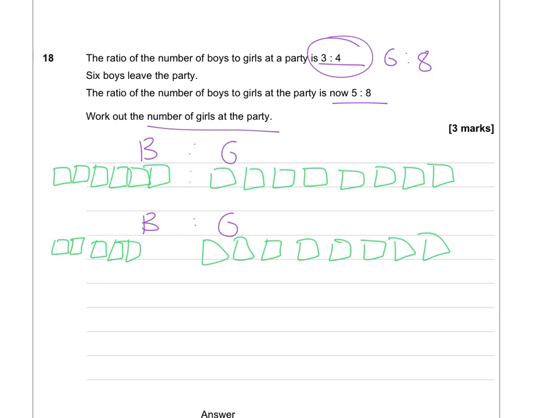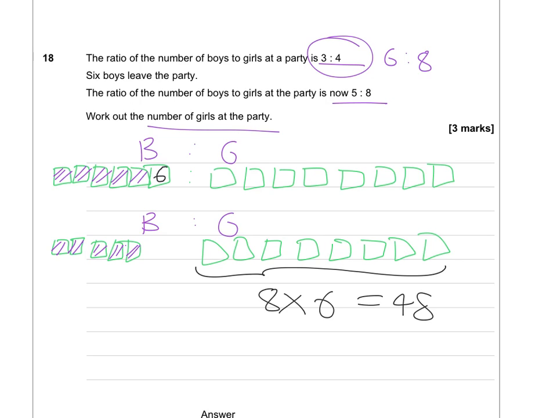We know the number of girls did not change, but the number of boys did change because initially we had 6 parts and we ended up with 5 parts, which means that this one single part must represent the boys who left, which is 6. So each box is worth 6. The girls represent 8 boxes. 8 multiplied by 6 is equal to 48, which means there were 48 girls at the party.